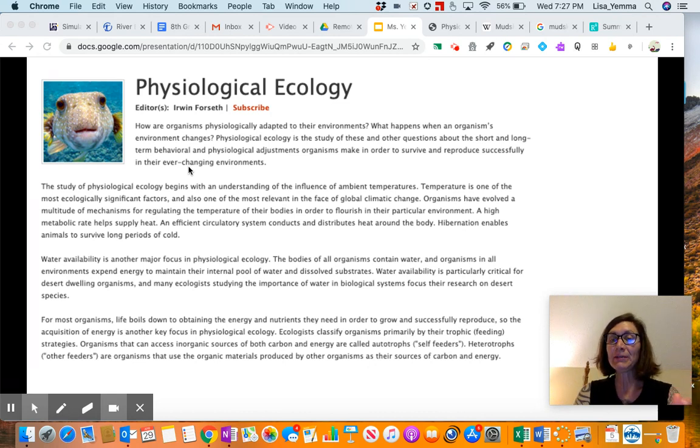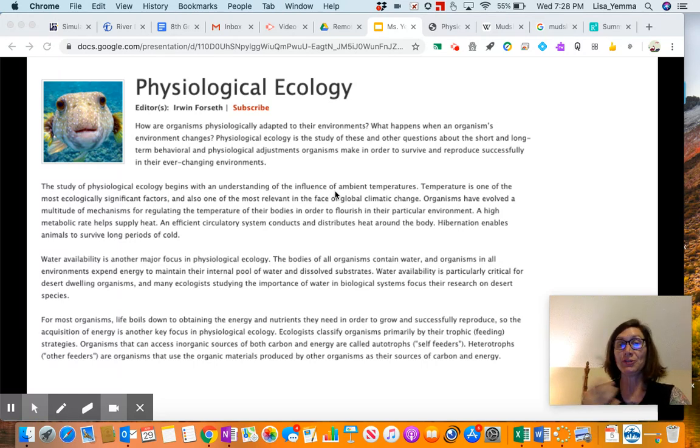And it's going to become really important in your generation as we move forward, thinking about as we change climates, how is that going to affect things? And maybe if we learn these major effects, maybe we can make different decisions. The study of physiological ecology begins with an understanding of the influence of ambient temperatures. The Edpuzzle that you looked at, where it was temperature and the amount of water, those are the two main factors.